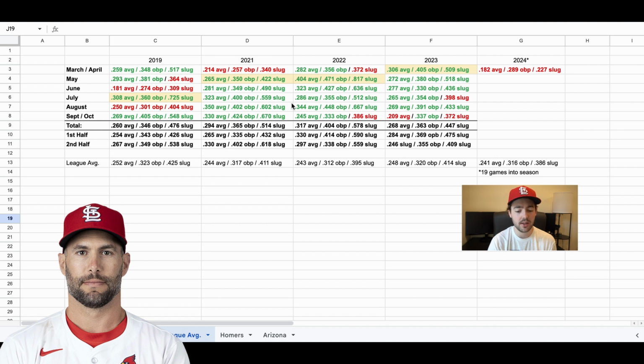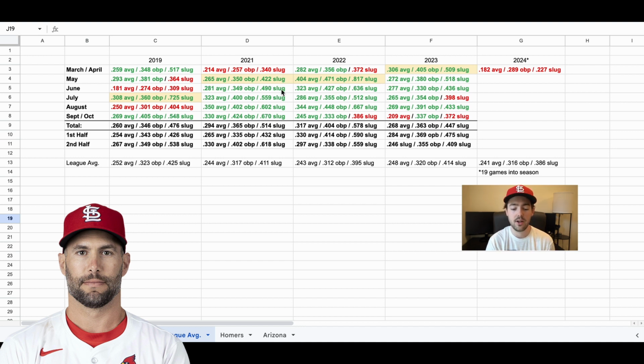Now, 2021, that was the impressive season I talked about before, where his stats continued to rise every single month of the season. And he did get off to a slow start here as well. .214 average, .257 on base, .340 slug, all considerably lower than the league average that year. And in the month of May, as you can see, he jumped up to a .265 average, .350 on base, .422 slug. All of those were a tad above league average, and he just continued to get better and better.